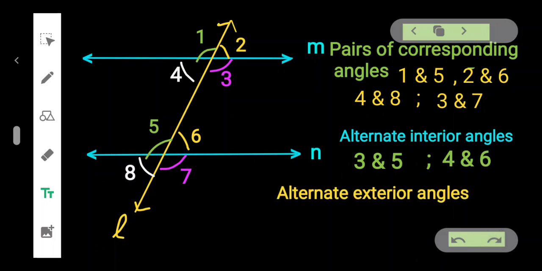If lines are parallel, then these angles are equal to each other. If lines are parallel, this is the condition. Alternate exterior angles means 1 and 7 in the exterior. One is on the left hand side, the second is on the right hand side, but in the exterior of the lines. 2 and 8 are also alternate exterior angles.